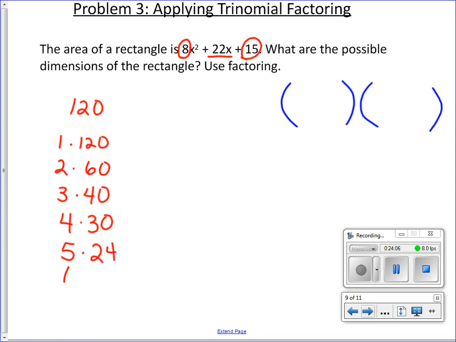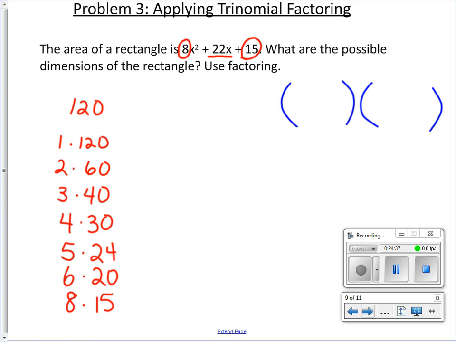Next factor that will go in is 6. 6 times 20. But 6 plus 20 is 26, not 22. 8 will go in. 8 goes into 120 15 times. And 8 and 15, make sure we're right here, is not going to give us 22.